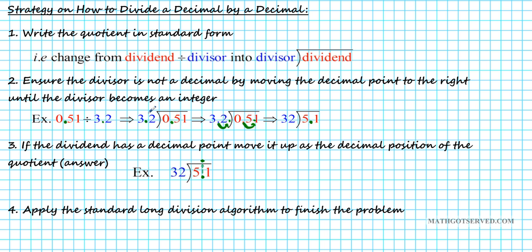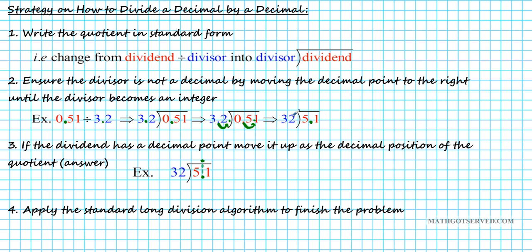Now, if you note, the divisor here is a decimal. Okay, so you have to address that. How do you do that? You have to make this into an integer by moving the decimal point to the right until this number becomes an integer. Since we have only one digit to the right of the decimal, what does that mean? We're going to move the decimal point one place to the right. Okay, so that is illustrated here. So that leaves us with 32 divided by 5.1. This is good because the divisor is now an integer.